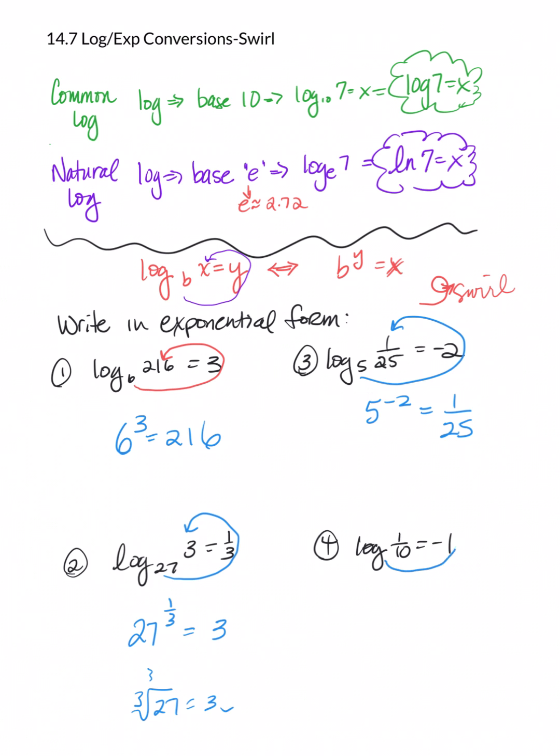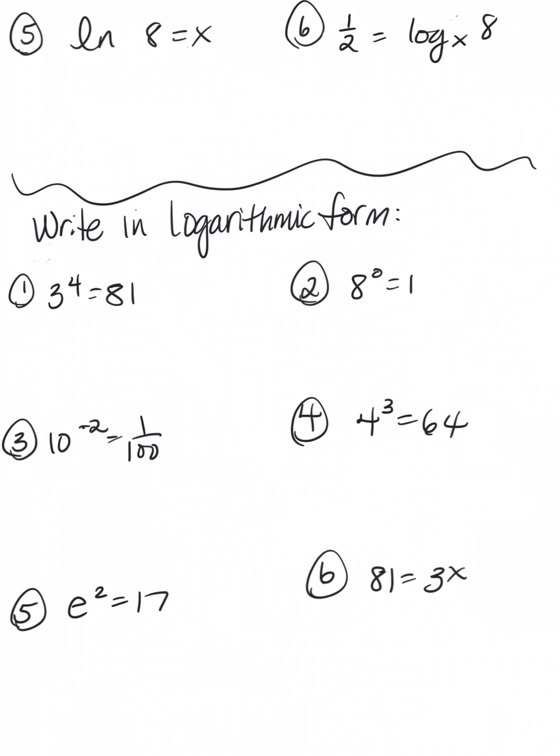Oh, look at this one. Log of 1/10 is -1. Well, what is the base here? Well, remember, if it's not written, it's 10. So 10 to the -1 equals 1/10. And that should make sense knowing our exponent rules. Let's try the next page.